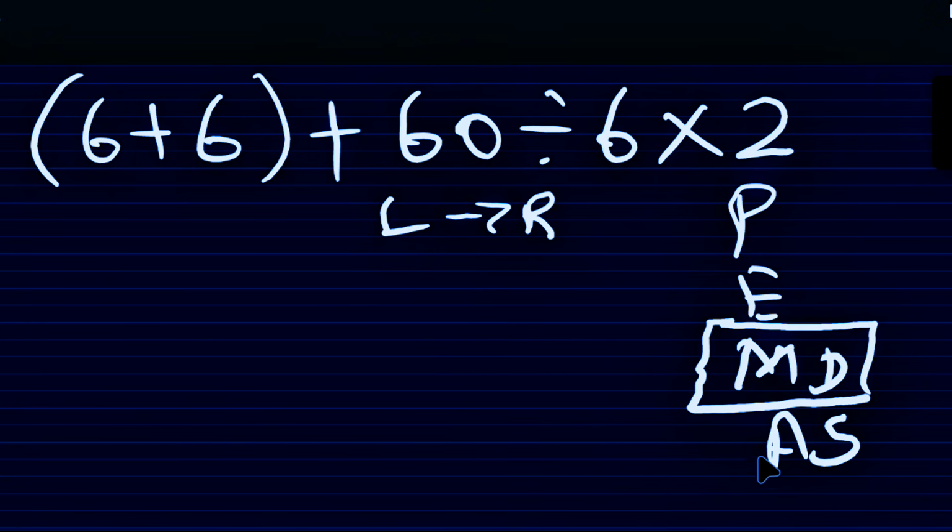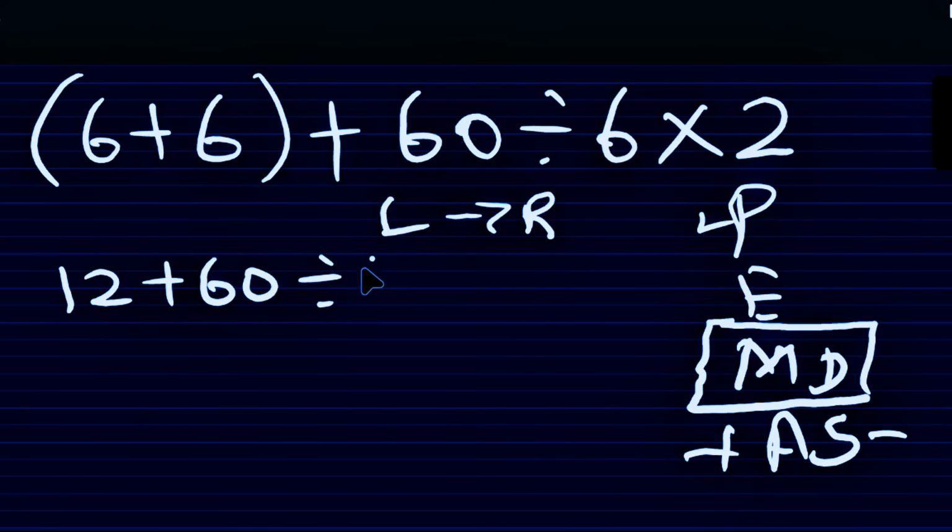Okay, so the same thing is applicable to addition and subtraction. When you have addition and subtraction in an expression, irrespective of their position, you are to solve from the left to the right. So for us to solve this expression, we first of all attend to the parentheses. Okay, so 6 plus 6 equals 12 plus 60 divided by 6 times 2. Now we have division, multiplication and addition, and like we said, multiplication and division are of the same priority. So we are going to solve this from the left to the right.